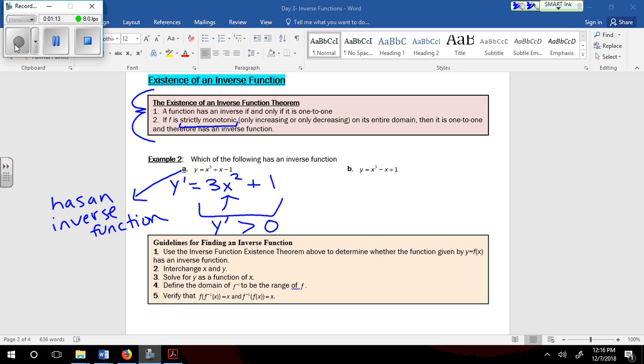In example B, we find the derivative. It's 3x squared minus 1. Well, because of the minus 1, it's sometimes going to be positive, and it's sometimes going to be negative. And so, therefore, this one does not have an inverse function.